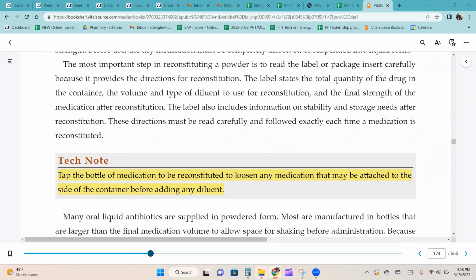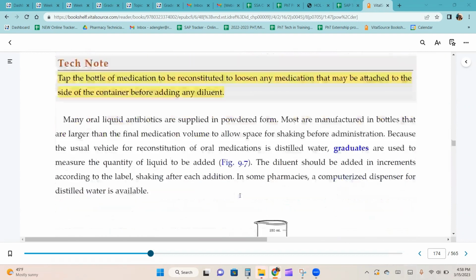So just a little tech note, and this is such a big help. Tap the bottle of medication to be reconstituted to loosen any medication that may be attached to the side of the container or the bottom before adding any diluent. So that's definitely something you want to do.